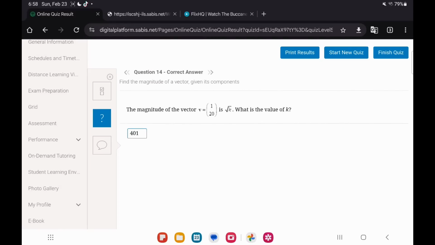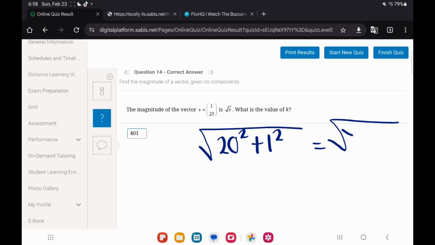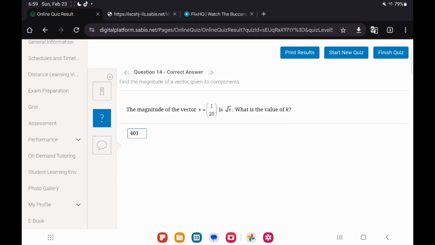That's literally it. So here, to find the magnitude of a vector, like I explained in question 1, you do radical, it's like the Pythagoras theorem, okay? So radical 20 squared plus 1 squared, and you get radical 401. They already gave you radical k, they only want k, so it's 401.